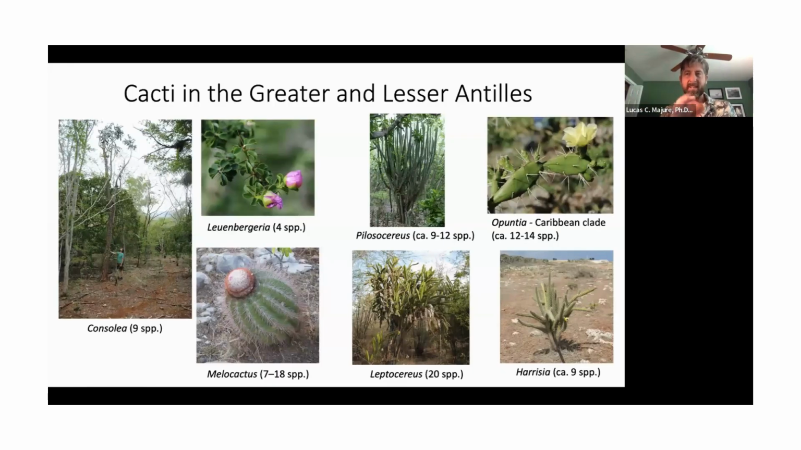So there's a lot of taxonomic, or was a lot of taxonomic uncertainty around the species of Melocacti in the Caribbean. We have Leptocereus of about 20 species, Pilosocereus 9 to 12, Opuntia with 12 or 14 species, Harrisia with about 9 species. So these are some of the principal groups that I wanted to show you, because they're groups that have diversified greatly within the Greater Antilles as compared to some of the other genera that don't really have a lot of high diversity within the islands.